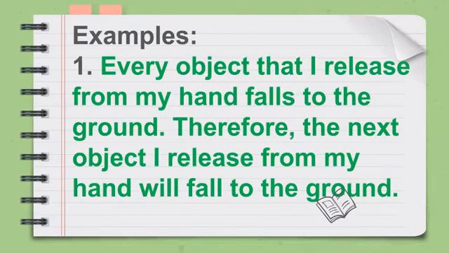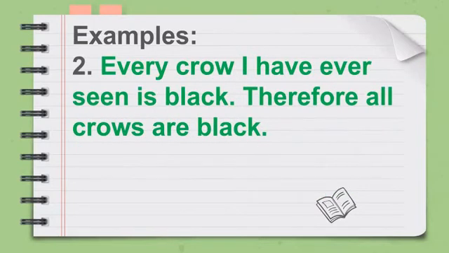Every object that I release from my hand falls to the ground. Therefore, the next object I release from my hand will fall to the ground. Okay, so that is using inductive reasoning. Every object that you release, so every specific example, and then the generalization that every object you release from your hand will fall to the ground.